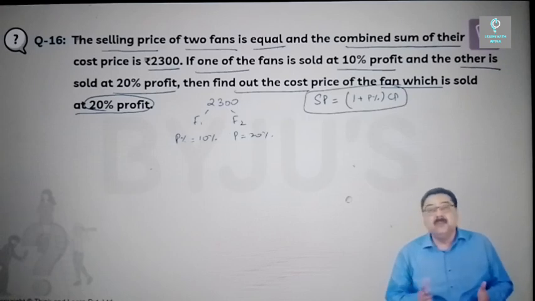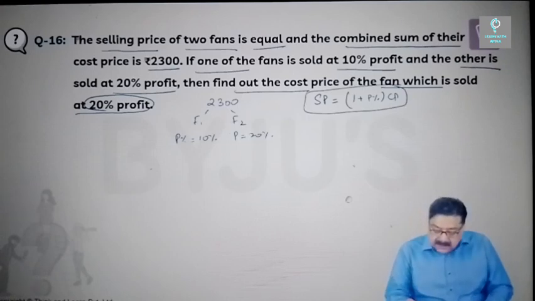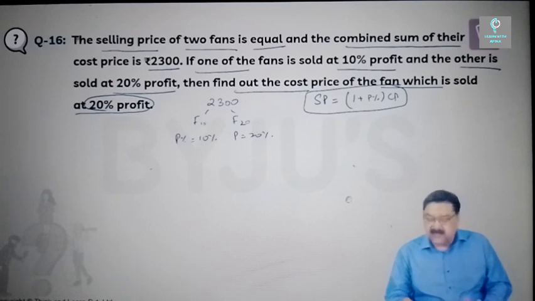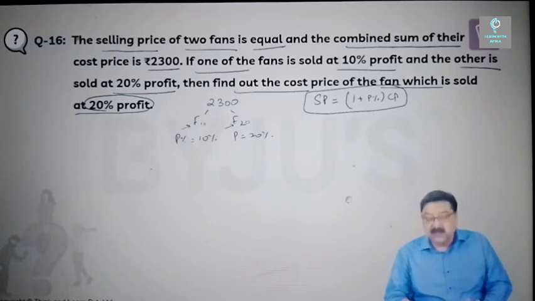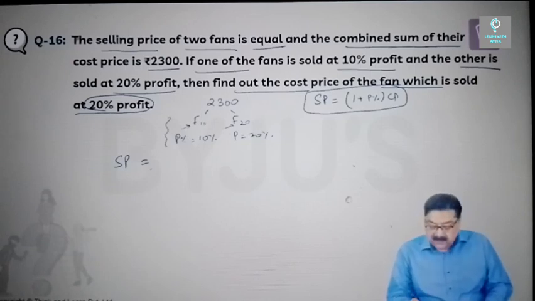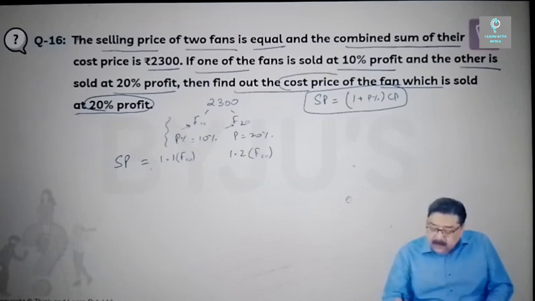So as the selling price for both the items would be the same, let us say F10 and F20, so that we know that this is the cost of the fan which is sold at 10% profit and this is the cost of the fan which is sold at 20% profit. So the selling price of the first fan, sold at 10% profit, shall be 1.1 times this fan's cost price, and the selling price of the second fan is 1.2 times, and we have to find out the cost price of the fan which is sold at 20% profit.